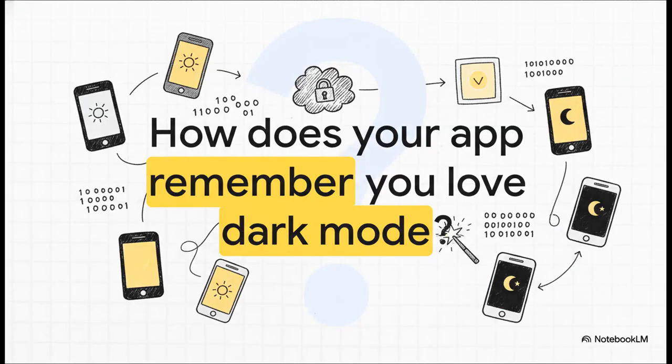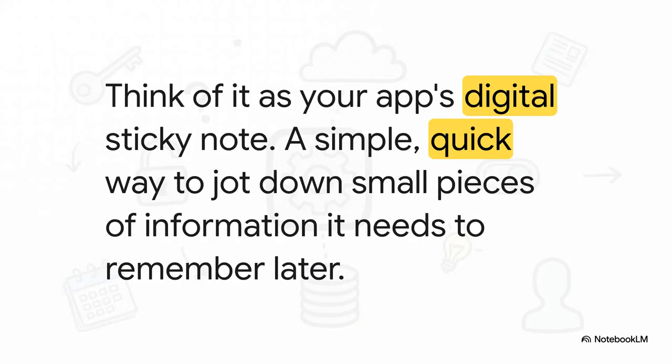You fire up your favorite app, you flip on dark mode, you close it, and the next time you open it, boom, it's still in dark mode. So how? How does it remember that? What's the magic going on behind the scenes? Well, the answer is actually super simple. Chances are it's using UserDefaults.